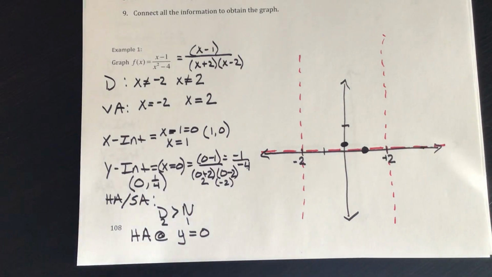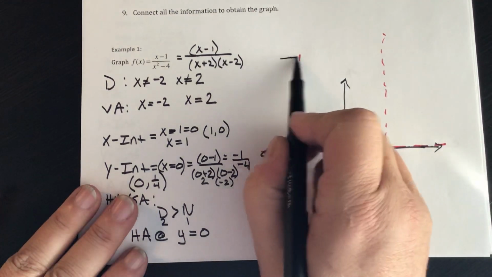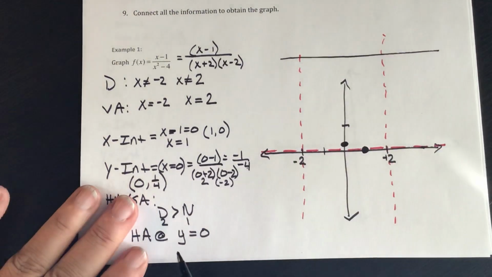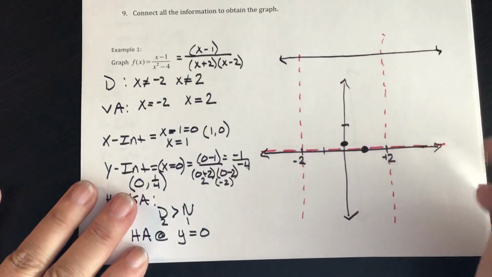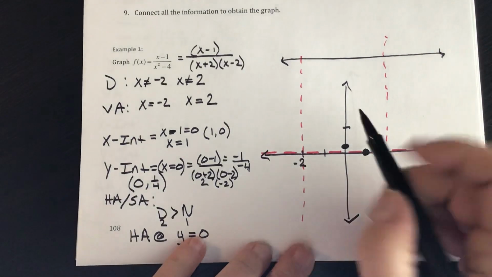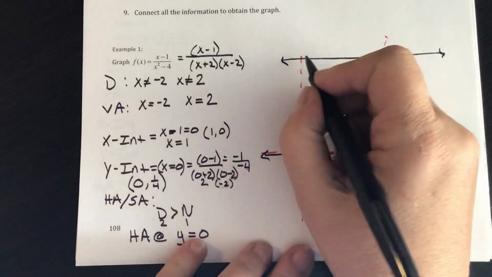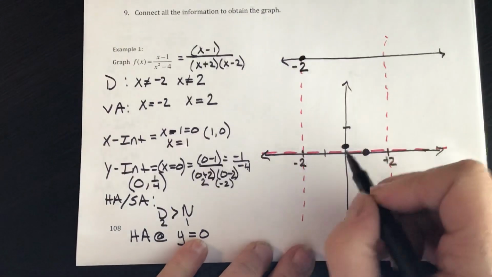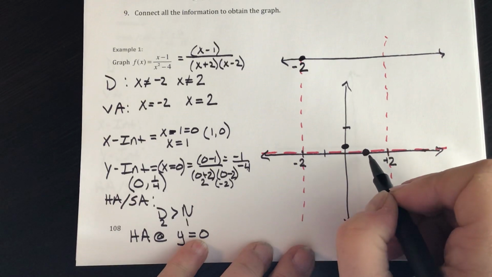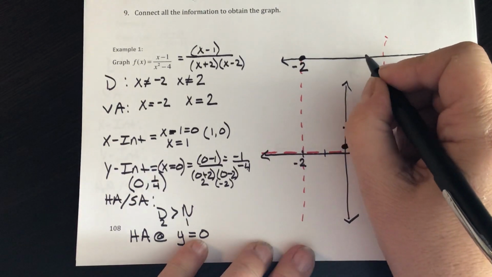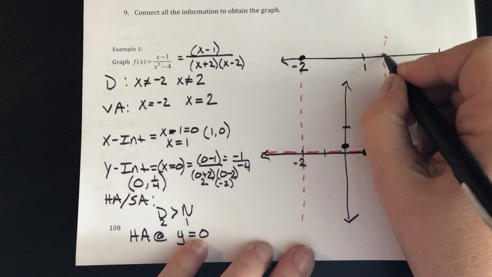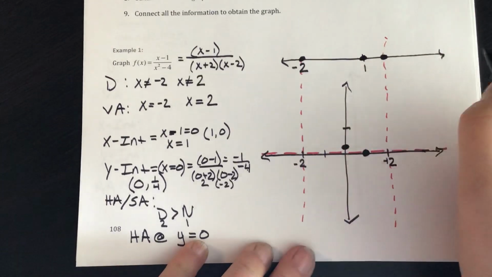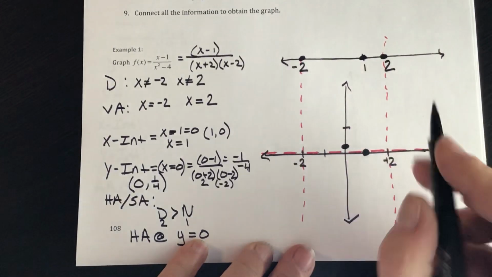Now what I need to do is we're going to make a sign chart, and on our sign chart we're going to put in all of the things that are important for x. So I have a vertical asymptote at -2. I have an x-intercept at 1 and another vertical asymptote at 2.